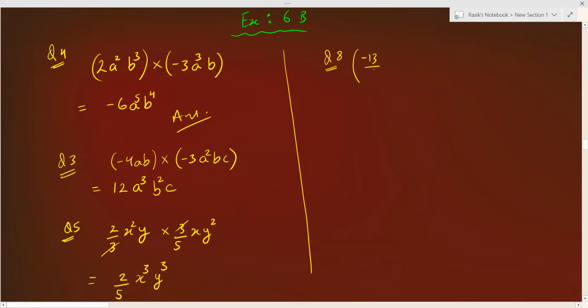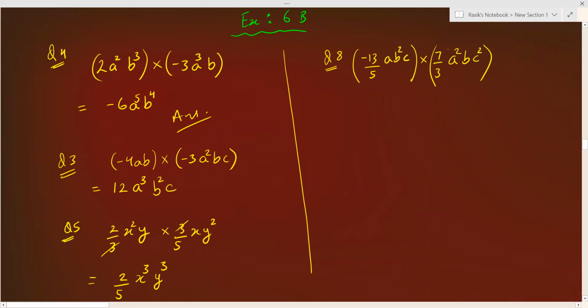Mic off karo. Minus 13 upon 5 AB square C multiplied by 7 upon 3. Sir, the sixth answer is 3 upon 2 A square 3 B square 7 A square B C square. What is the answer of sixth one? Sir, 3 upon 2 A square 3 B square 7.